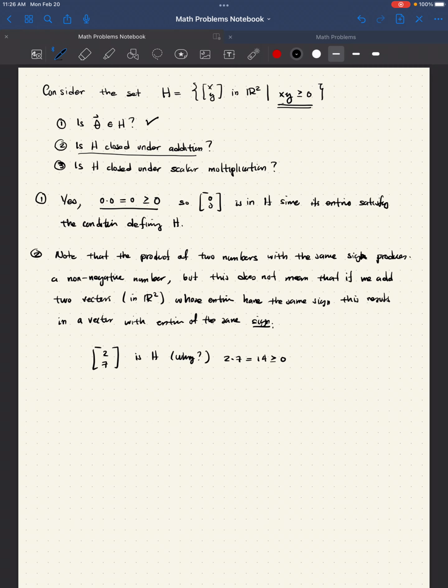But also, the vector -3, -2 is in H. Why? Same reason. I take negative 3 times negative 2, that is 6, which is greater or equal than 0. But we have that 2, 7 plus negative 3, negative 2 is equal to negative 1, 5, which is not in H.